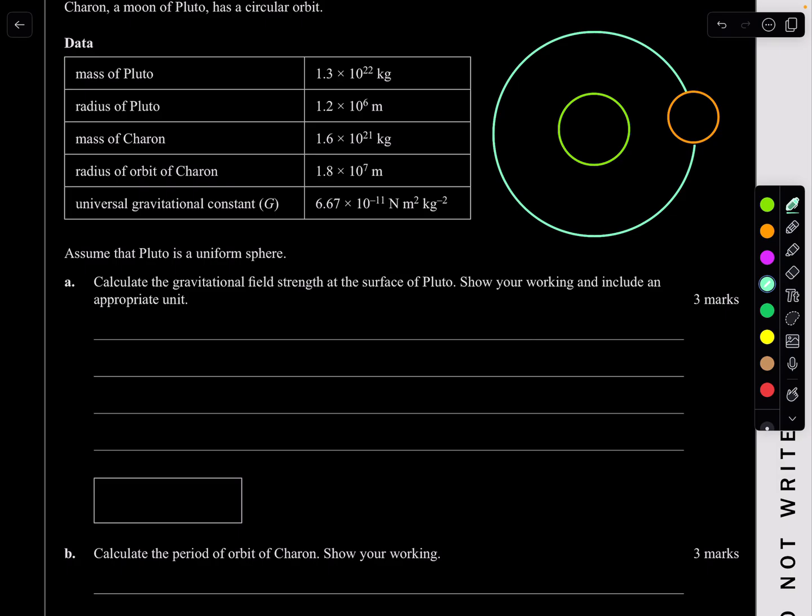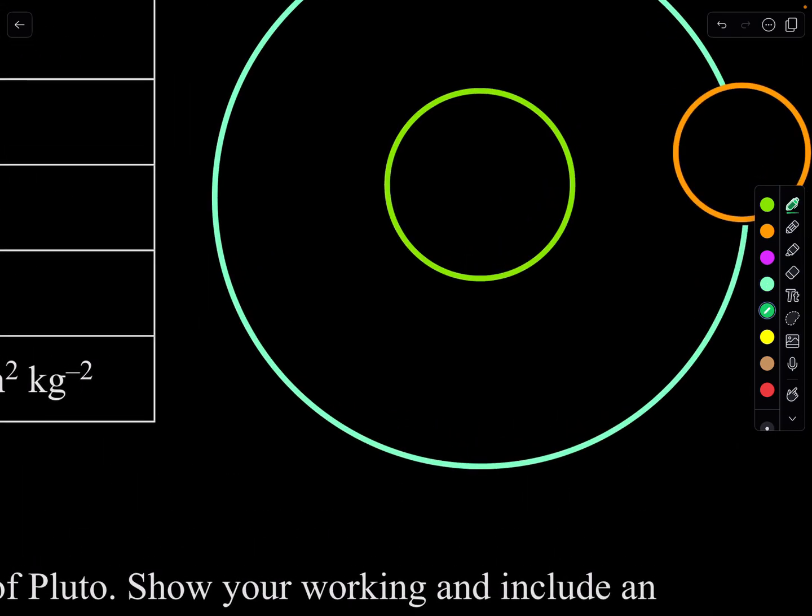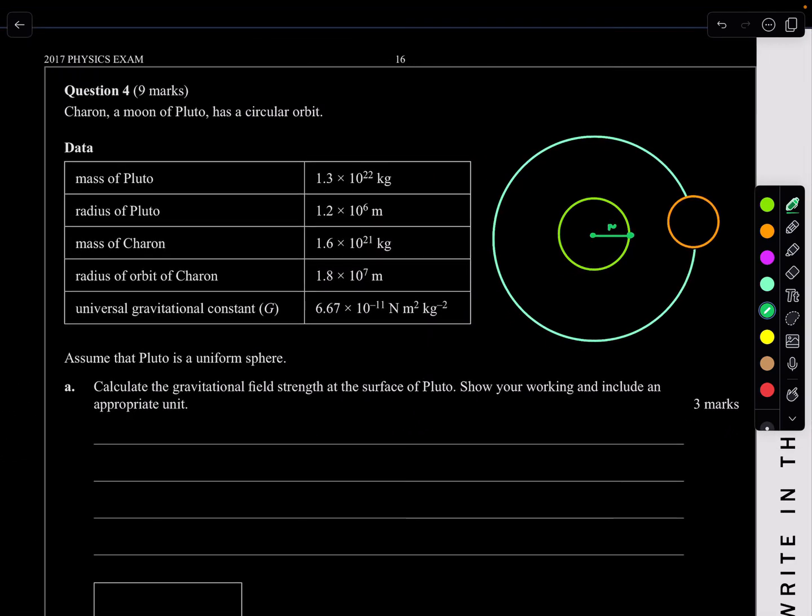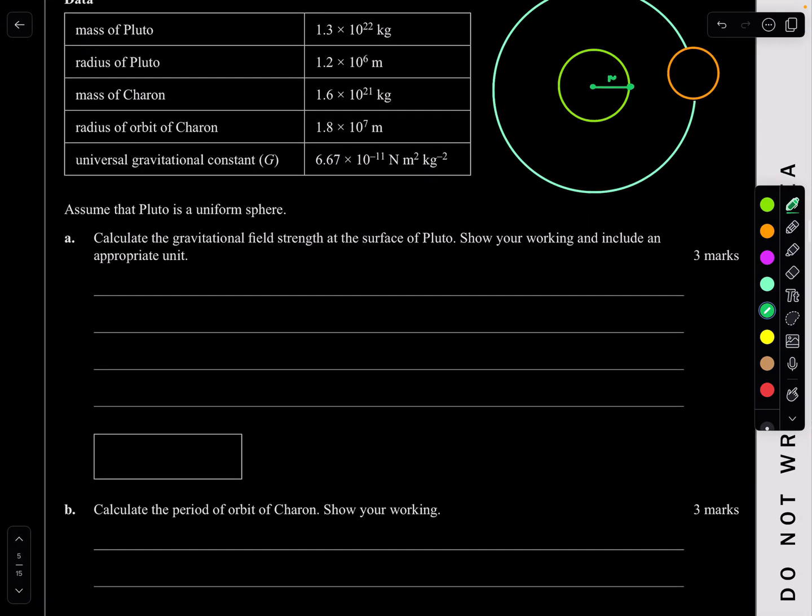Easy. So what we want to do is calculate the gravitational field strength at the surface. So what are we going to need? We're going to need this over here. This is the radius, and of course the radius is on the surface of Pluto. We have our radius, this is our R value. And of course, we have the mass of Pluto, which is creating that gravitational field. That's all we're going to need. So we know that g, your gravitational field strength, is equal to GM over R squared.